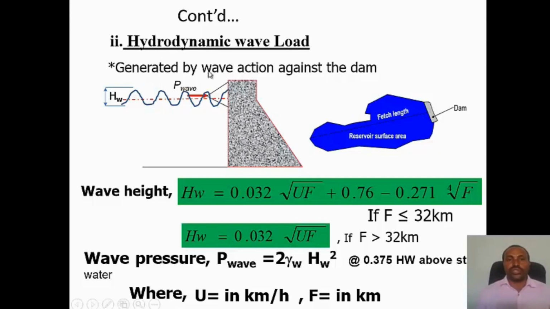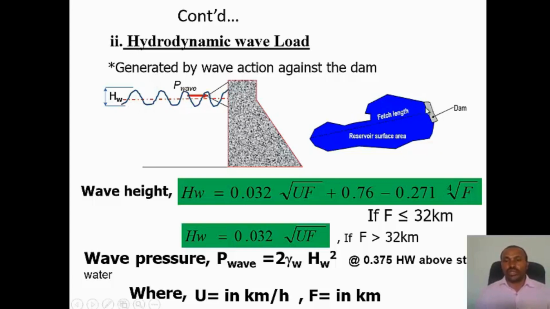Okay, so hydrodynamic wave load, this is just a wave. It is generated by wave action against the dam body. Sometimes over the water surface you may have waves generated, and this will push the dam structure. This is the pressure of the wave, but you have to know the wave height, HW. This HW is dependent upon wind speed and fetch length.